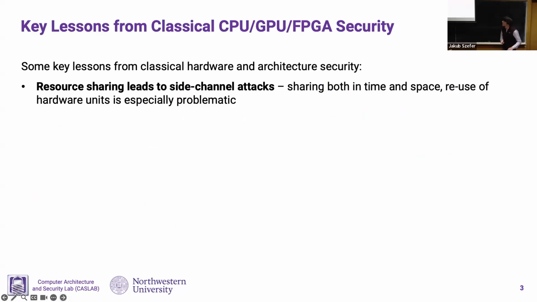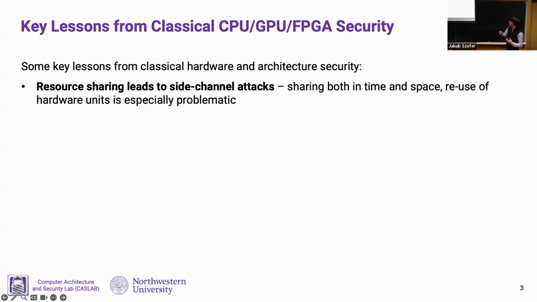So just kind of maybe one slide to summarize what we talked about: GPU, CPU, and FPGA security. I think these are some basic lessons we've learned from prior research in classical hardware and architecture security. And I think the main one is basically whenever there's any resource sharing within a computer, that is going to lead to some sort of a side channel attack.